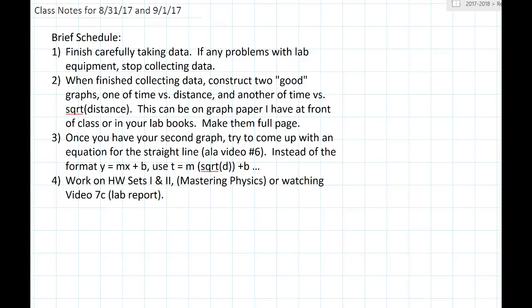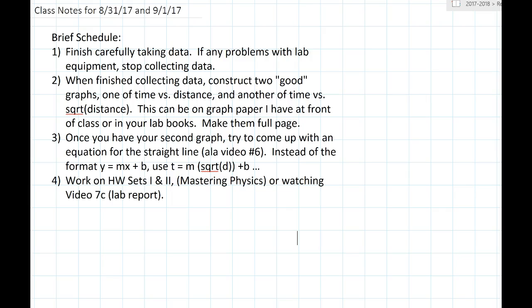I just wanted to quickly give you the outline of what I'm asking you to do in class today. And first of all, thank you for your cooperation, and I'm sorry that I can't be here to help you through working through the lab and afterwards, but we'll get it done. Okay, so the first thing on the schedule is to finish carefully taking data.